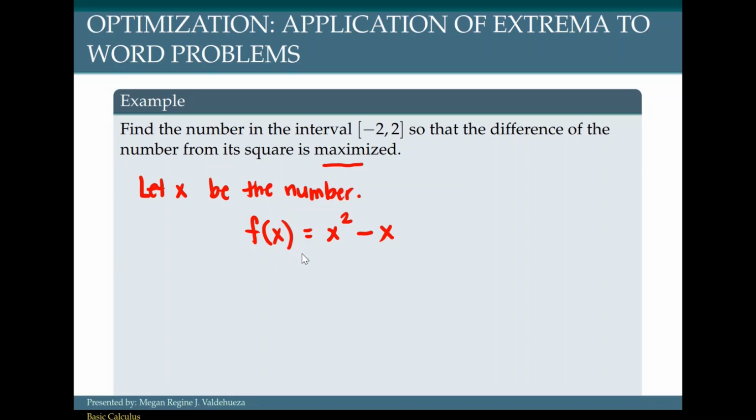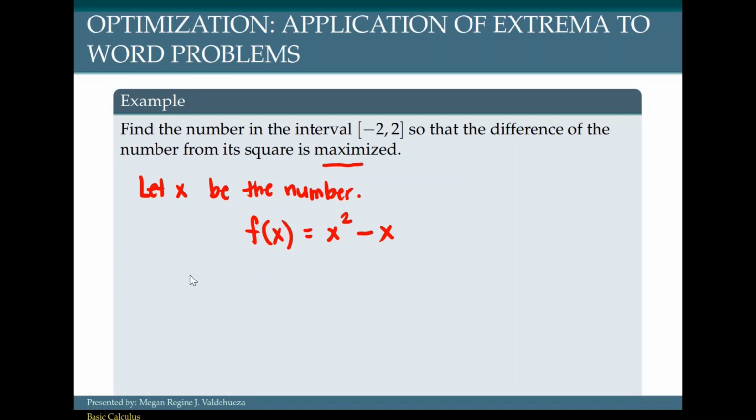And since our function is continuous because it is a polynomial function, it is continuous in the interval -2, 2, since it is also continuous in the domain, which is the set of all real numbers. But we are only tasked to find a number x in the interval -2 to +2. So we can apply EVT here, or extreme value theorem.